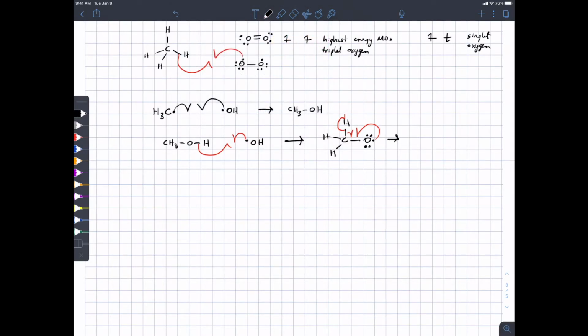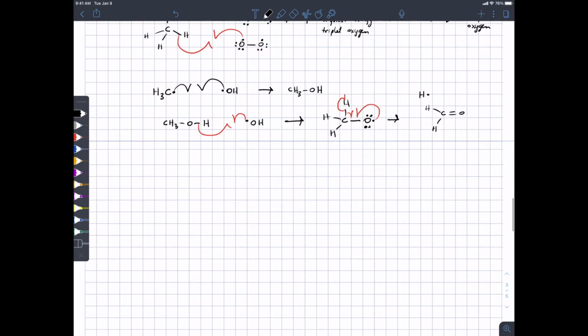All of this sounds like chemistry that's sort of crazy, but it can occur because it's a very high temperature.